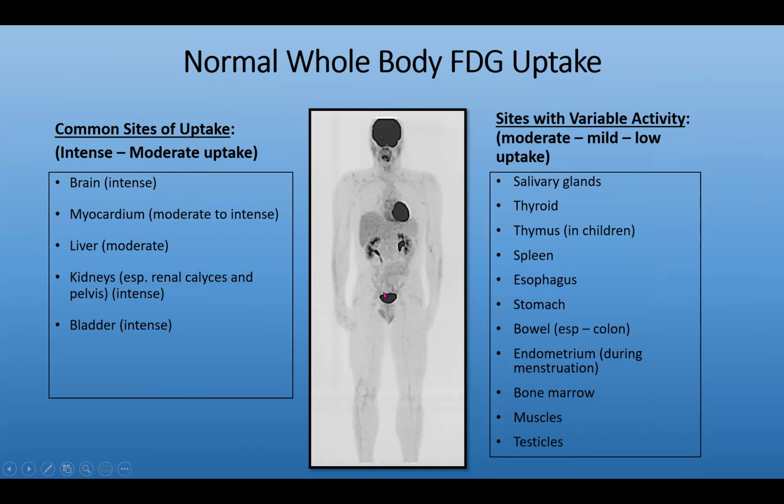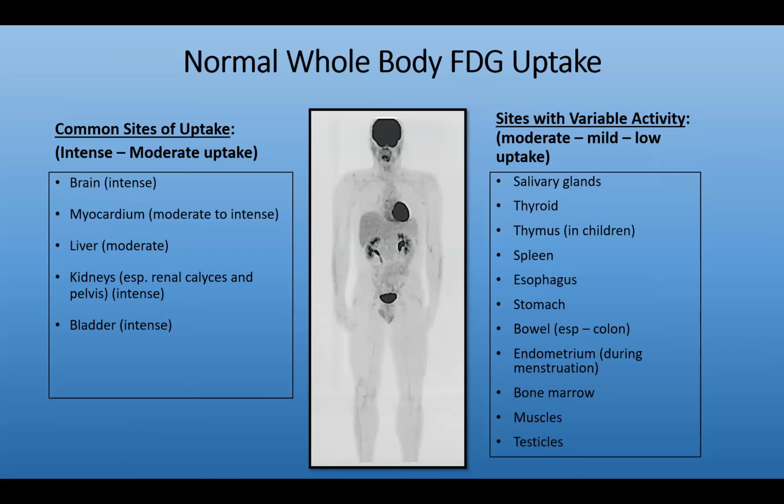So you should have a general appreciation for which organs we were likely to see, which are likely to have fairly intense, moderate to intense uptake in them, and which would have variable uptake. With the ones that have variable uptake, the uptake should be relatively uniform in these tissues, and we're not too concerned if, in one patient, the thyroid is hotter than in another patient.